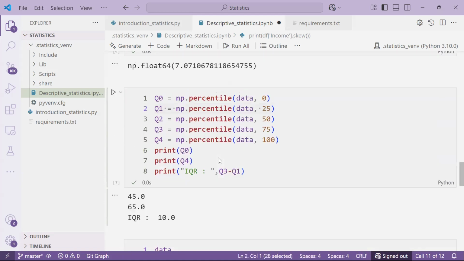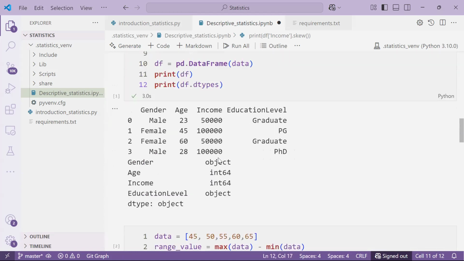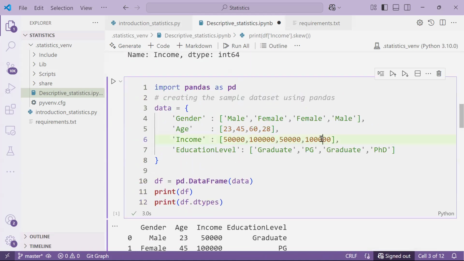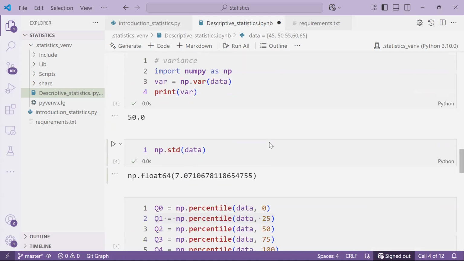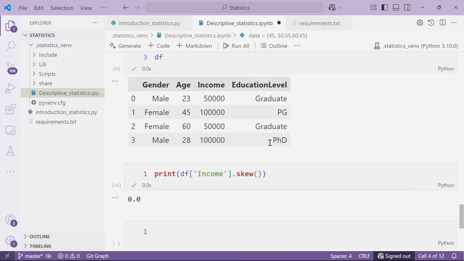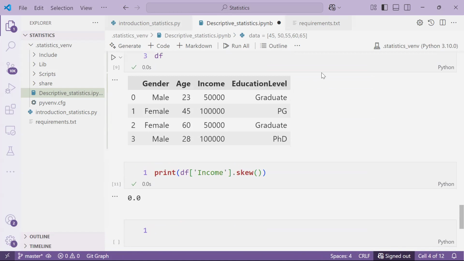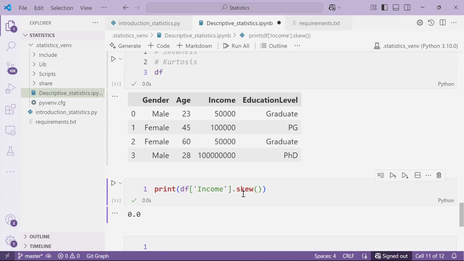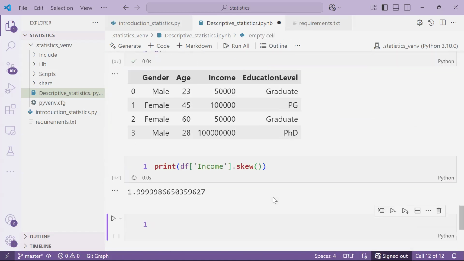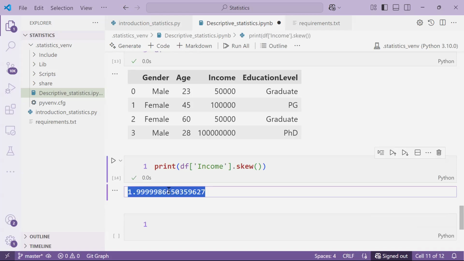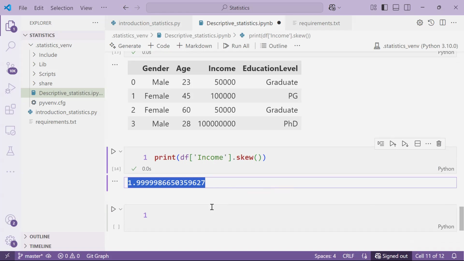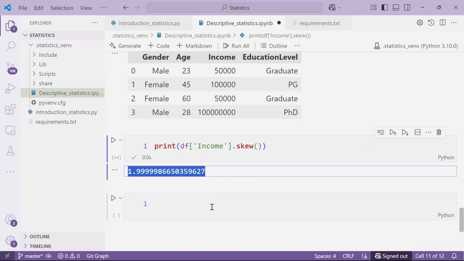For example, I'm just changing my data. My data is, for example, not 1 lakh but some very huge value, just one element. In this situation, the same data but with a very huge value, if I run it, the value changes. It is indicating a positive skew. If you plot it, you will see how it is distributed.